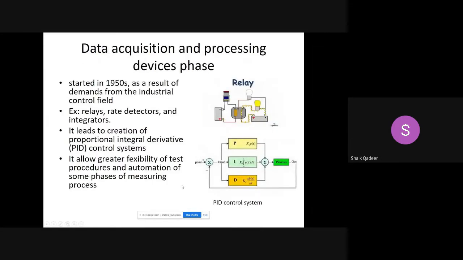So the next phase is the data acquisition and processing devices phase. As I already told you, in this particular phase, the concept of control is introduced. But remember, there is still no involvement of computer, and no involvement of software. But the revolution that happened in this phase of instrumentation is that people started using control components.